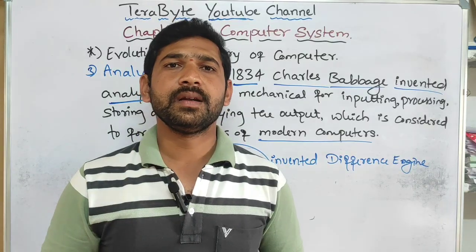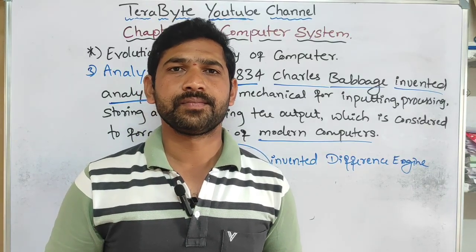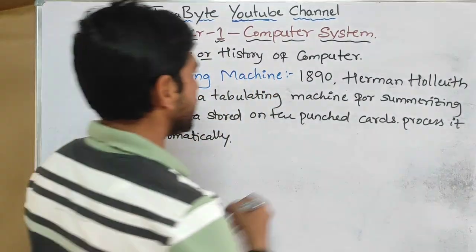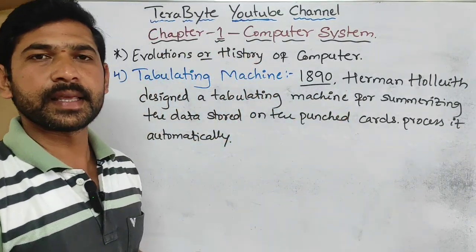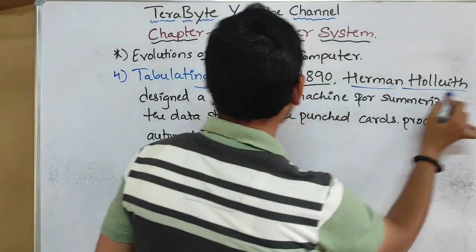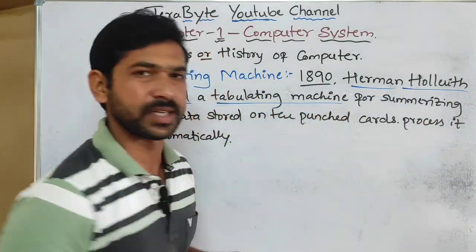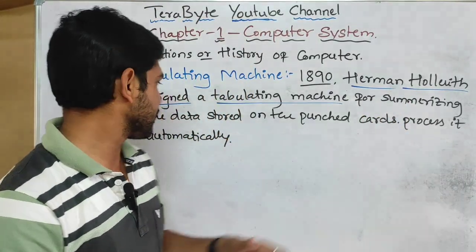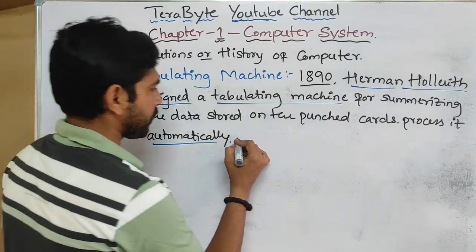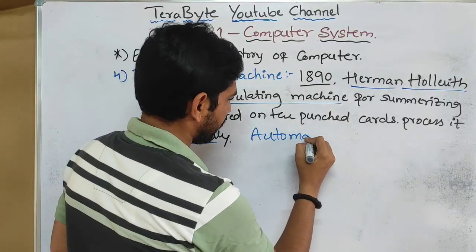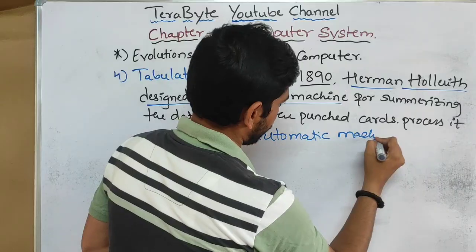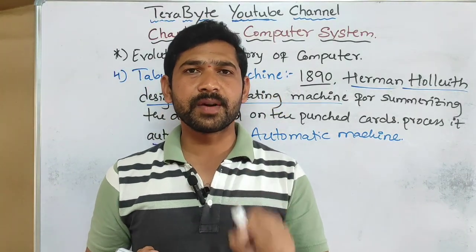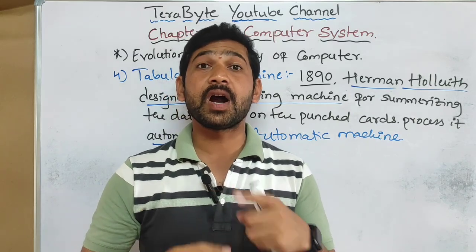Okay, the next one is the tabulating machine. In the year 1890, Herman Hollerith designed a tabulating machine for summarizing the data stored on punched cards and processing it immediately. It was the first automatic machine. Automatic means what? It runs automatically.